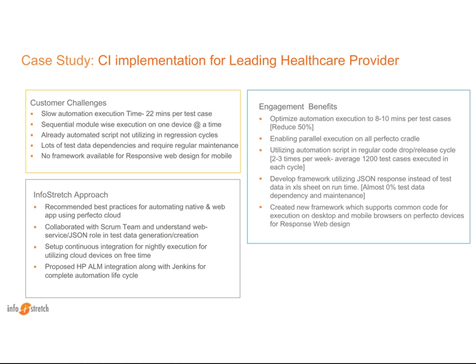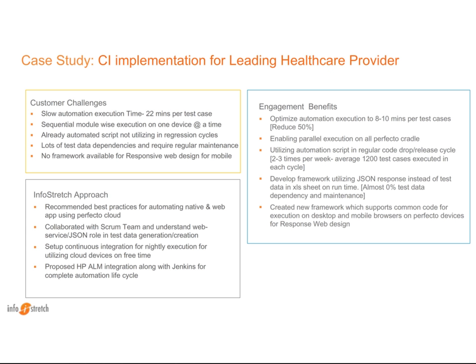What we did is we recommended best practices for automating the native as well as web app using Perfecto Cloud. We collaborated with their existing teams. We integrated the whole Perfecto Cloud automation with their existing infrastructure like HP ALM. And the benefits were, as you can see, we optimized the automation execution time to 8 to 10 minutes, which is, we reduced it by 50%.